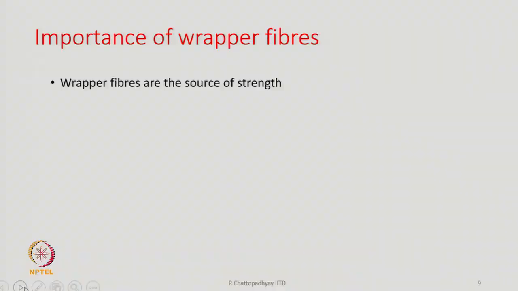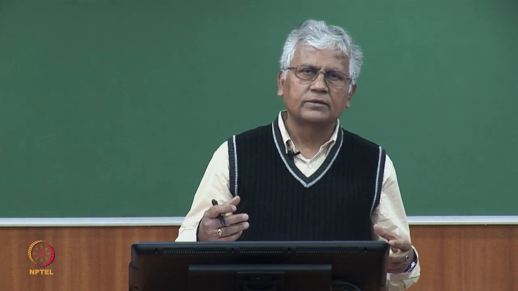Now, what is the importance of the wrapper fibers in this case? As you have said, the same fibers, part of them form the wrappers and part of them are basically part of the core of the yarn. The wrapper fibers are the source of strength. Because they are wrapped and because one end is tucked in, these wrapper fibers can develop tension when the yarn is strained. If I take a piece of yarn and stretch it, the wrapper fibers are not going to slip on the surface of the yarn, because one end is tied; it has gone inside the yarn.